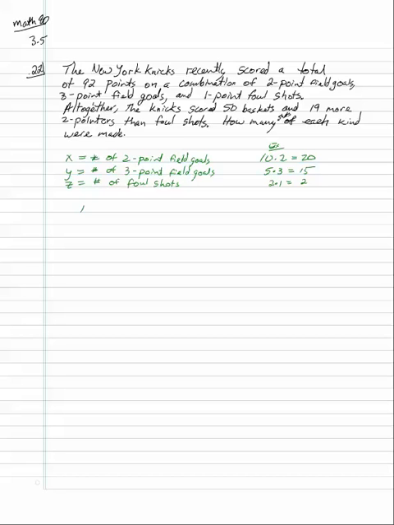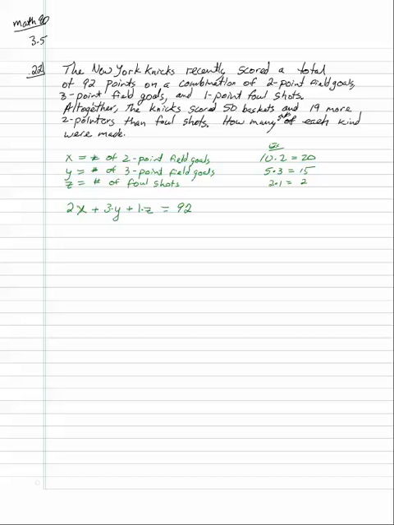I'm going to take the number of shots I made times 2, so that would be 2x, plus the number of 3-pointers I made, y, times the 3 points, plus the number of foul shots times 1. And I'm going to add up all those to get the total points for the whole team, which is 92.